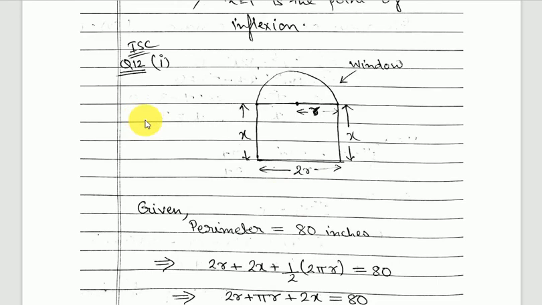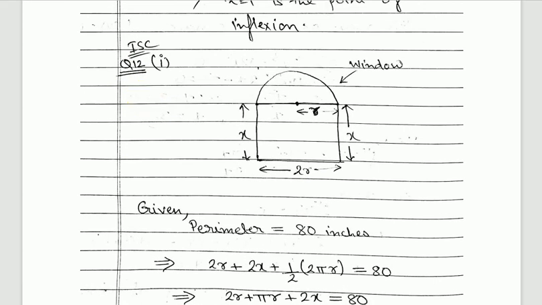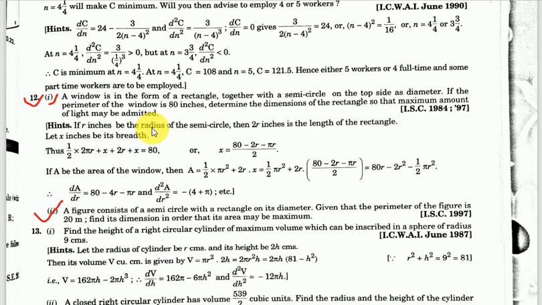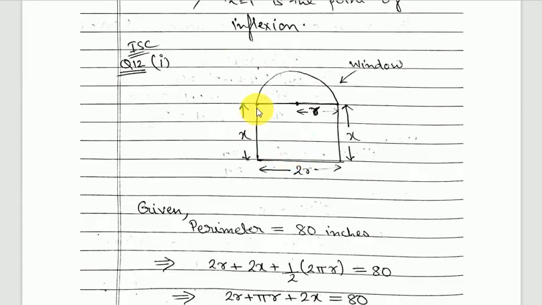Now the next question is question number 12. This question had come in ISC. So before we see the solution, let us see the question. Question number 12.1. Here the question says, a window is in the form of a rectangle together with a semicircle. You can see over here, I have drawn the window. It is rectangular, and on top you can see a semicircle is there. So the question is saying that we have got a window of this type.